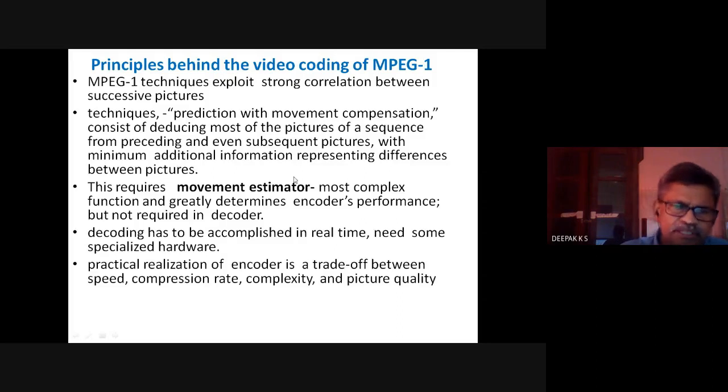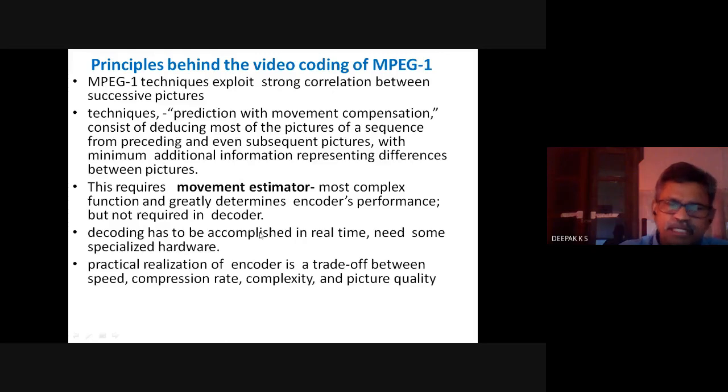So this requires a movement estimator. Actually, video means some movement is occurring when compared to still pictures. So this movement estimator is a very complex function, some algorithm, some estimation or prediction, and that actually determines the performance of the MPEG encoder. However, it is not required in the decoder. Only at the encoder do you need all these things. At the decoder, it's not required.